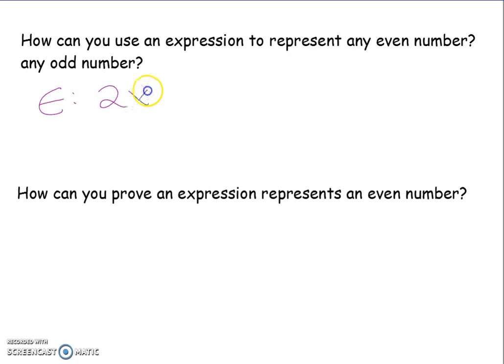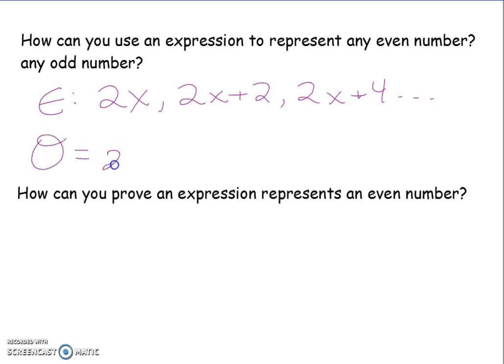So the answer to the first one, a way to express any even number, is going to be 2x. And then I would make a list. We could also use 2x plus 2. We could also use 2x plus 4, and so on. And then you said for an odd number, we could use 2x plus 1, or 2x plus 3, or 2x plus 5, and so on. All right?